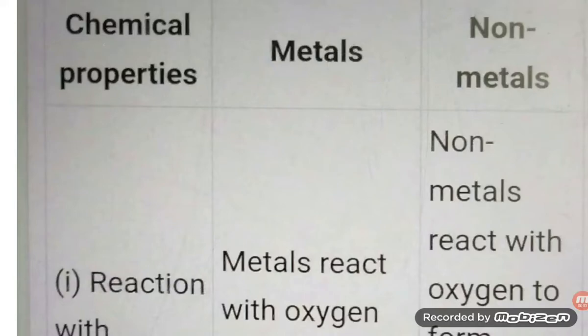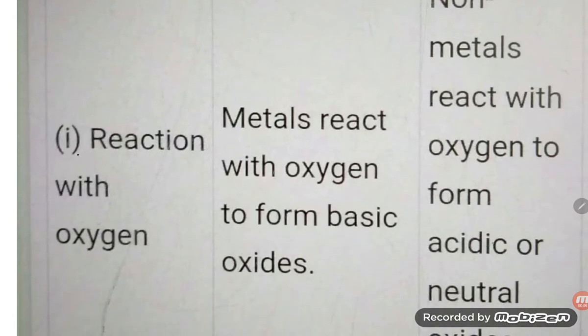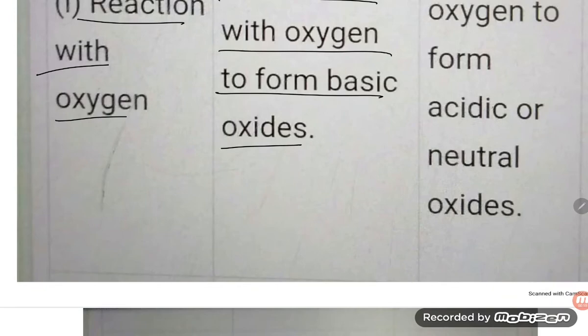Hi students, let's try to understand the difference between metals and non-metals on the basis of chemical properties. First one, reaction with oxygen. Metals react with oxygen to form basic oxides. How can you understand this? Suppose sodium is reacting with oxygen, it will give Na2O.